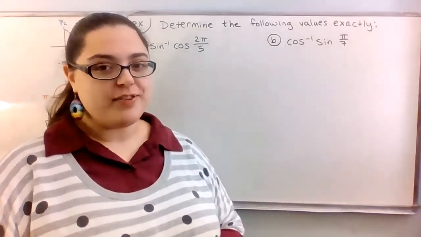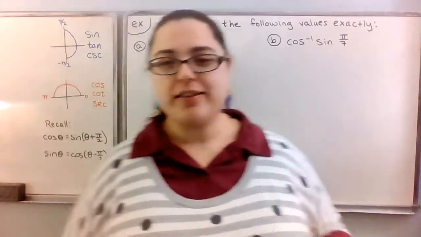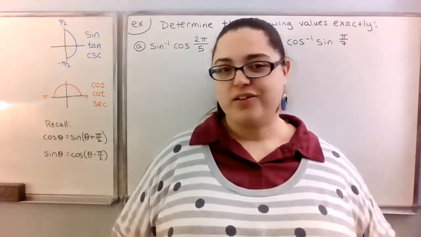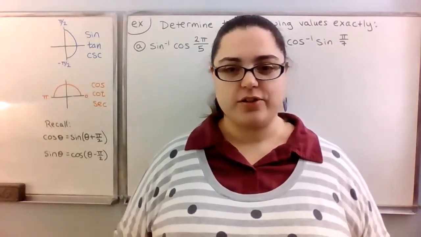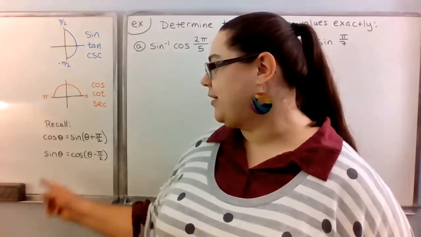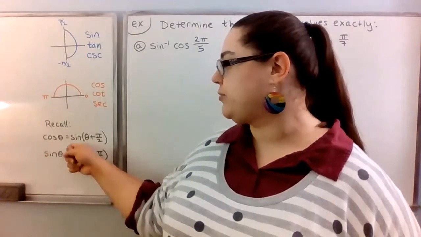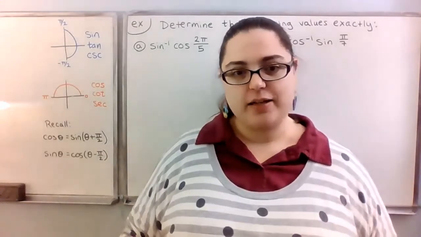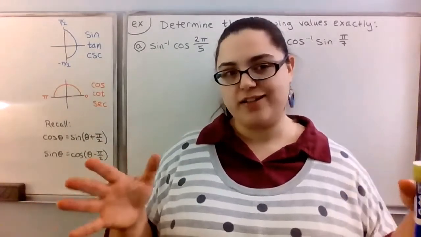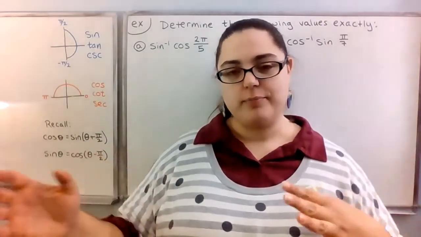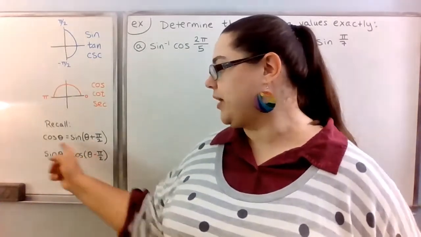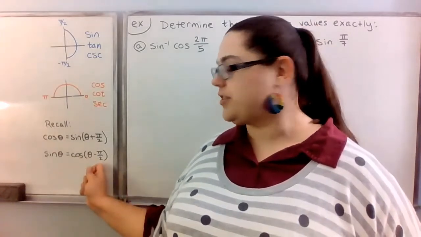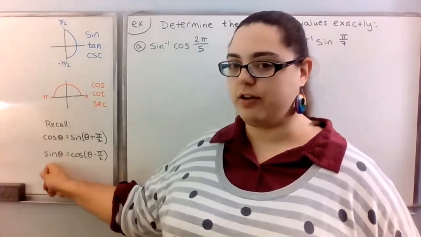Now, in order to figure out these values, we're going to use a property that we actually discovered when we were working on graphing trig functions. So in our very first graphing sine and cosine function videos, we had cosine of theta was equal to sine of theta plus pi halves. And we were able to derive that identity by taking the sine curve and shifting it to the left by pi halves, and we would get cosine. And then similarly, if we take the cosine curve and we shift it to the right by pi halves, we get the sine curve.